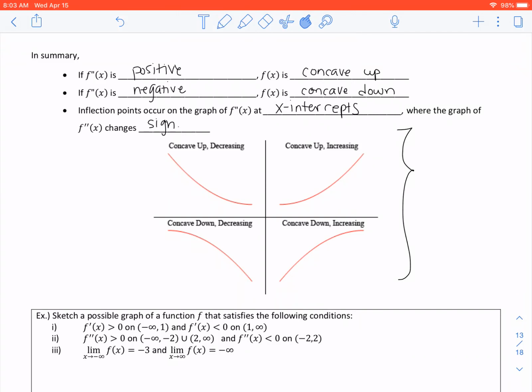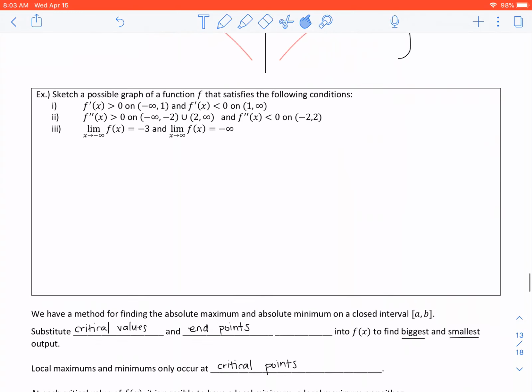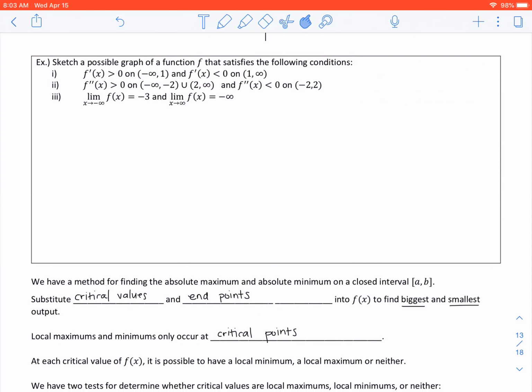And we're going to be using that on the next example, which says, sketch a possible graph of a function f that satisfies the following conditions. And again, students struggle with this anytime it's asking you to graph given information. So the first thing we're going to do is break this into our intervals and look at what we're given. So I'm going to make a number line, and we'll use that to help us graph.